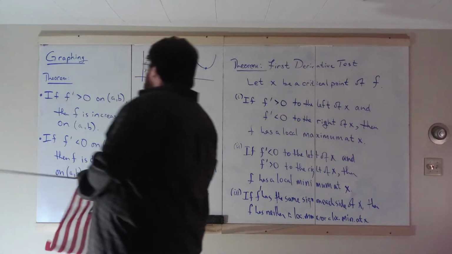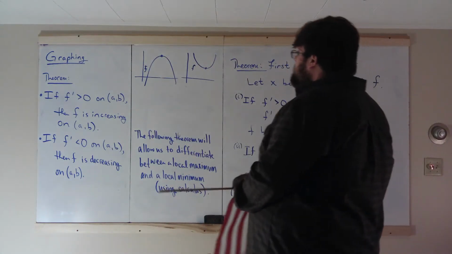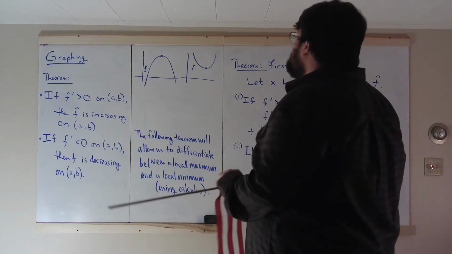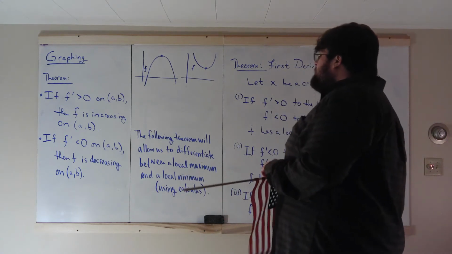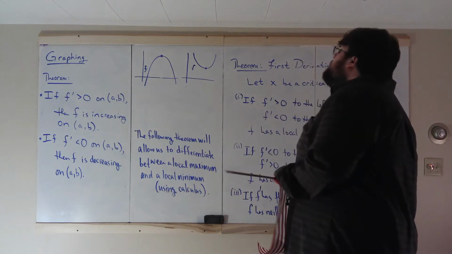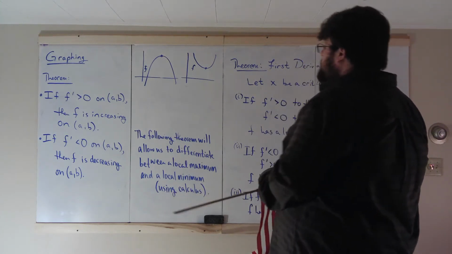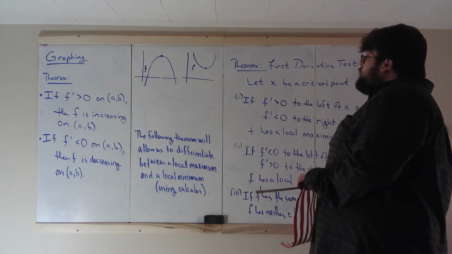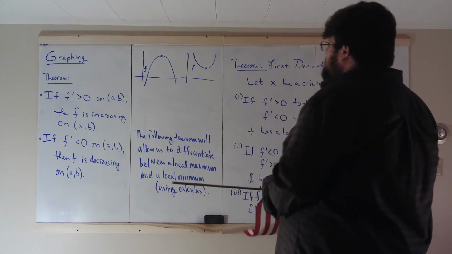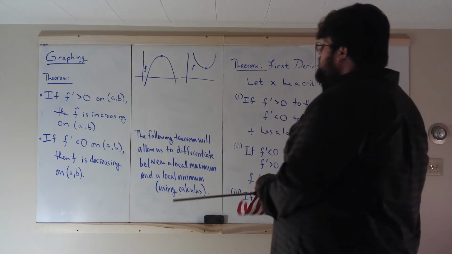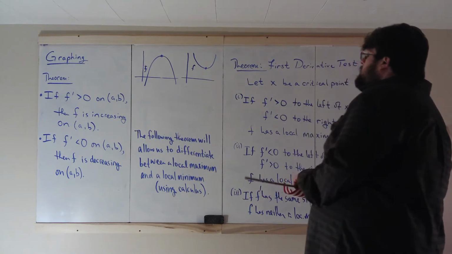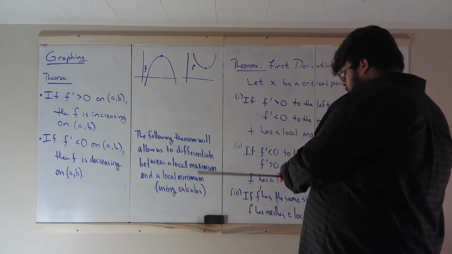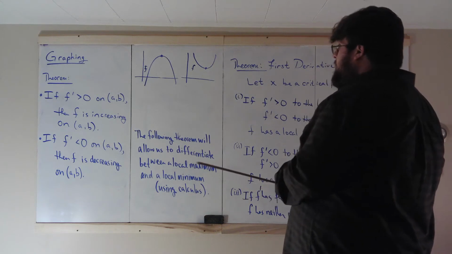First, if f prime is greater than 0 on a to b, now these are consequences of the mean value theorem, so they have to be continuous and differentiable. I didn't write that, but they do have to be continuous and differentiable, which everything we do with graphing will be. If the first derivative is positive on a to b, then f is increasing on a to b. If the first derivative is negative on a to b, then f is decreasing on a to b.